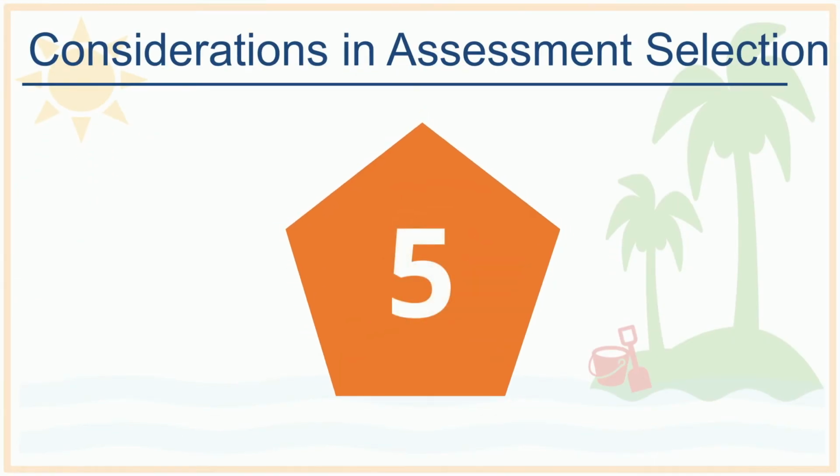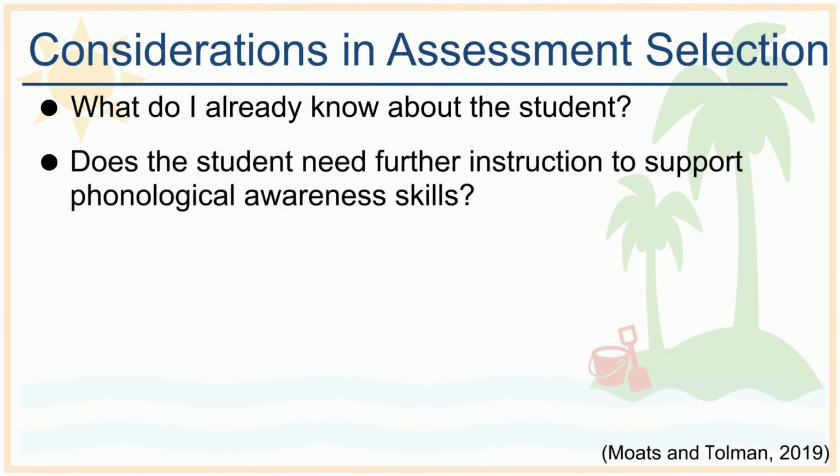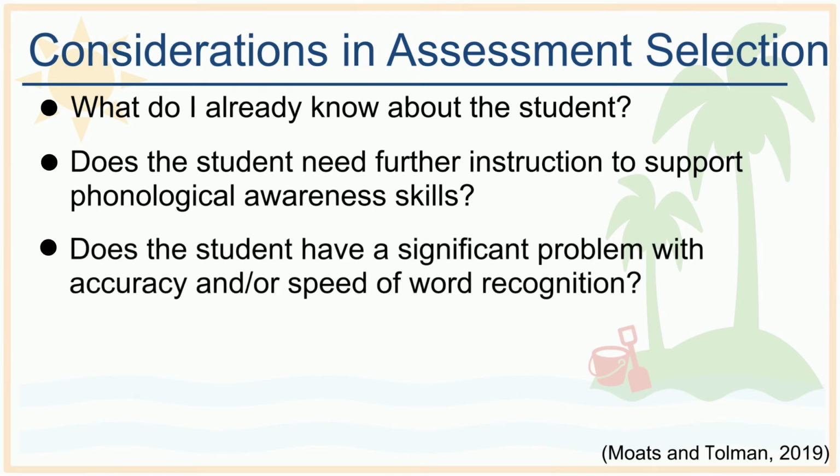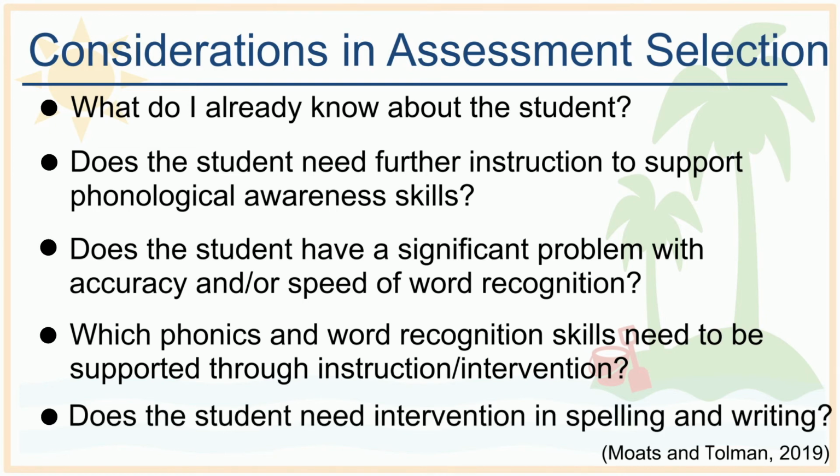When determining which assessments to use, Moats and Tolman identified 5 questions to ask yourself. What do I already know about the student? Does the student need further instruction to support phonological awareness skills? Does the student have a significant problem with accuracy and/or speed of word recognition? Which phonics and word recognition skills need to be supported through instruction or intervention? And does the student need intervention in spelling and writing?